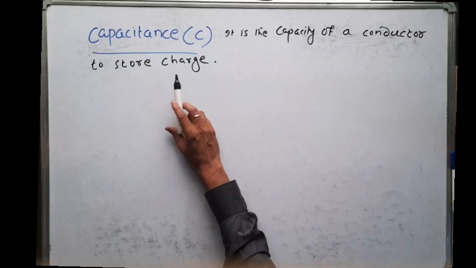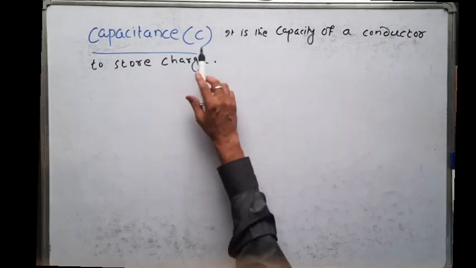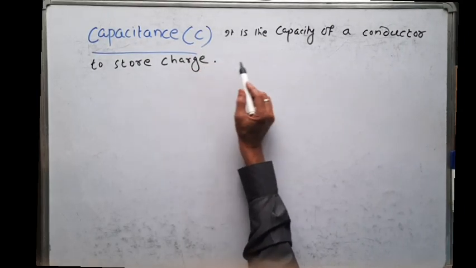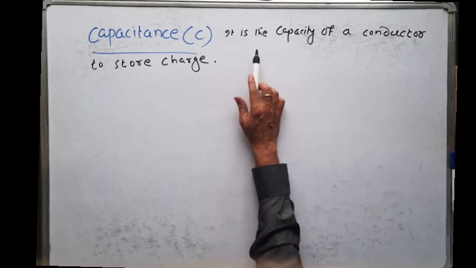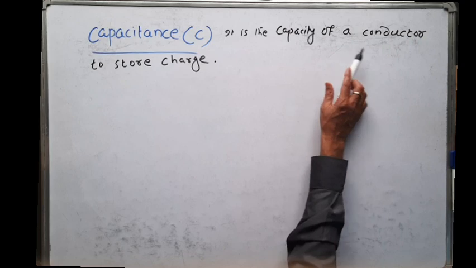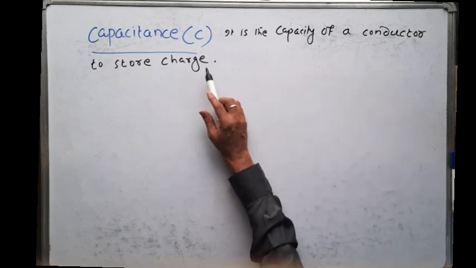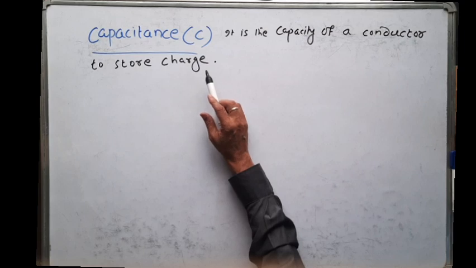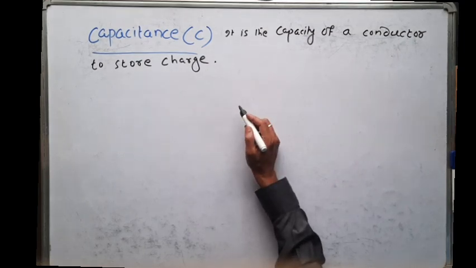Now, what is capacitance? The symbol of capacitance is C. Capacitance is defined as the ability or the capacity of a conductor to store charge. So we cannot give more charge beyond its capacity to a conductor.